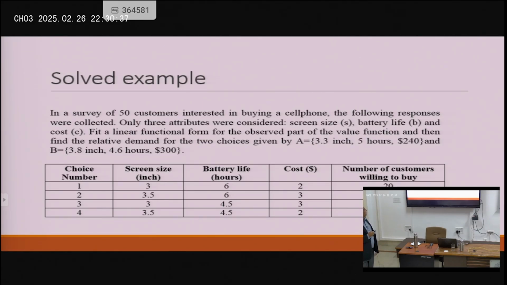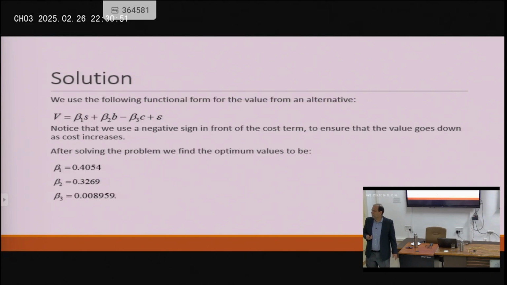there are 4 choices: 1, 2, 3, 4. These are cell phones, with different screen sizes, different battery life, different cost in hundreds of dollars. And then the survey of 50 people said that 20 people will buy that, 10 people will buy that, 5 people will buy this, and 15 people will buy option 4. We assume a functional form of this type, where the value is beta 1 times S, which is the screen size, plus beta 2 times B, which is battery life, minus beta 3 times C, which is the cost, plus epsilon, which is the part that I don't know about.